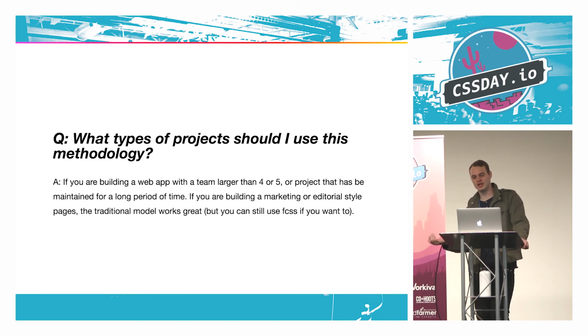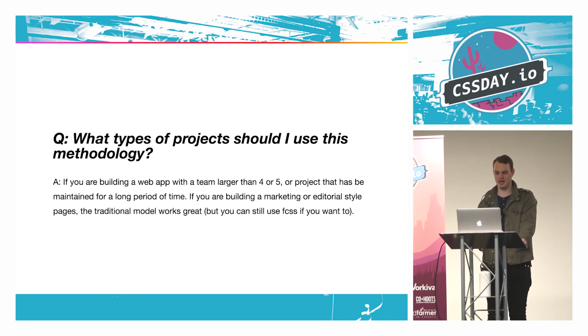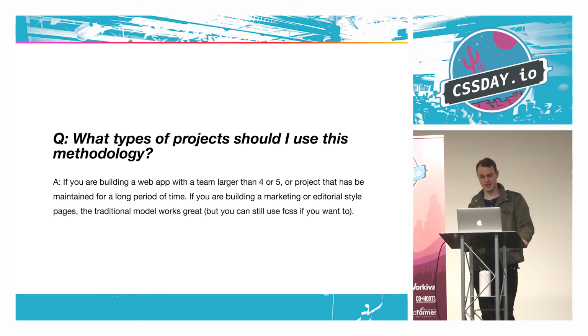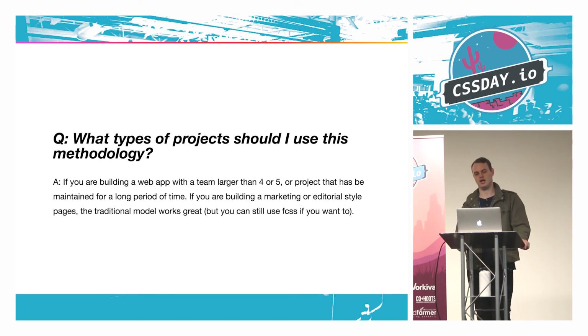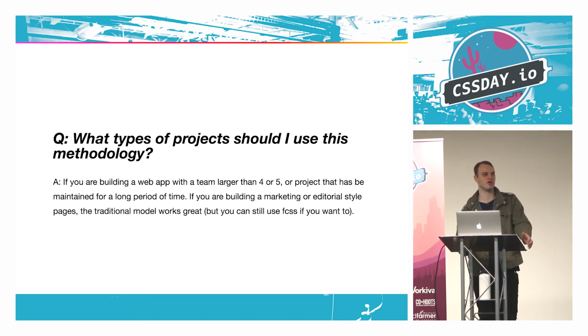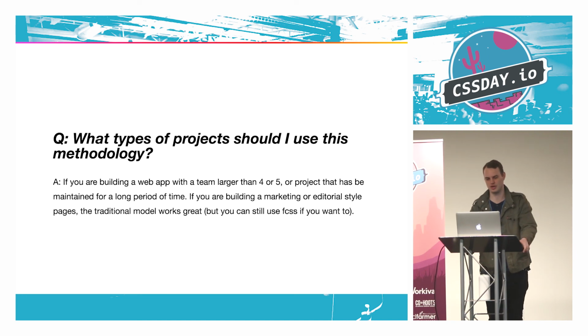But if you're building a marketing site or an editorial style page, like a news site or a blog, the traditional model was actually designed for that. It was designed for documents. And that's where a lot of people's struggles with CSS come into play: the web and the initial spec for CSS was designed for creating styled documents, not for building complex web apps. So if you're doing something that's more of the traditional approach on the web, use the approach that you're comfortable with.